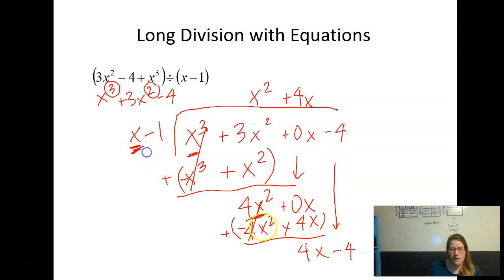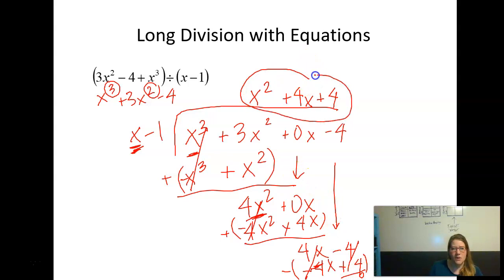Look at the first term here again with 4x. What do I have to multiply x by to get 4x? And that is a 4, so I would add 4. 4 times x is 4x. 4 times -1 is -4. Subtract them off, which gives us negative here and positive here. So everything goes to 0. So that means we just don't have a remainder. So our answer is just x squared plus 4x plus 4.